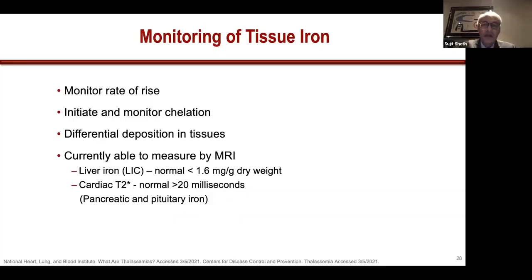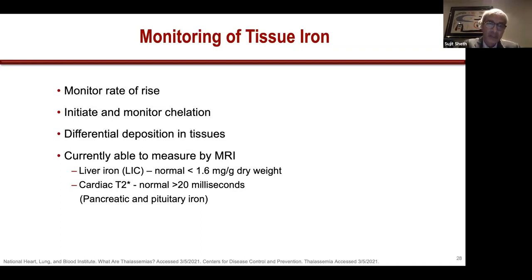Now, we do need to monitor the amount of iron in tissues because you need to monitor how quickly it's going up. We need to decide when to start chelation and how to monitor chelation. We know that all tissues don't take up iron at the same rate, and so we need to look at that differential deposition of iron in tissues. And the best way to do this currently is by measuring the iron in the tissue by MRI.